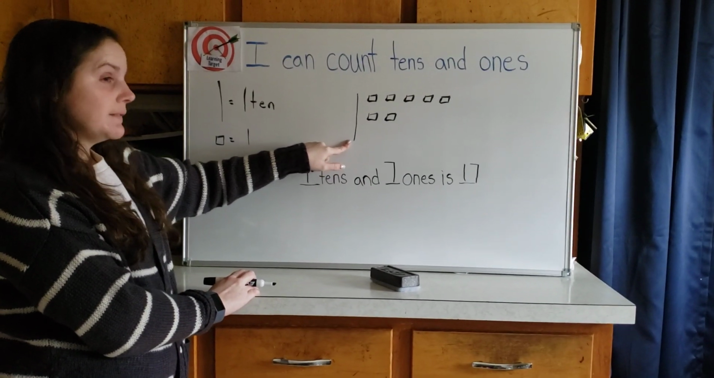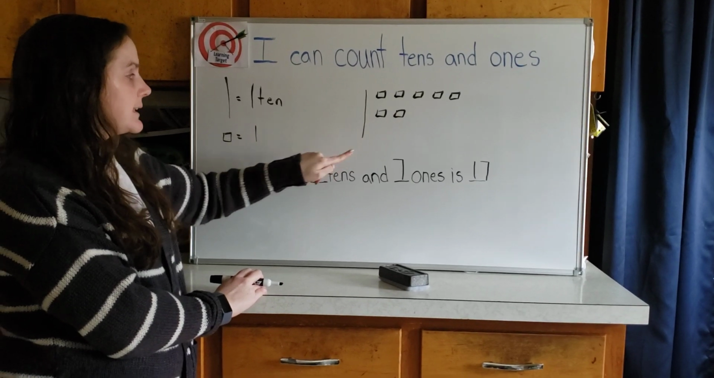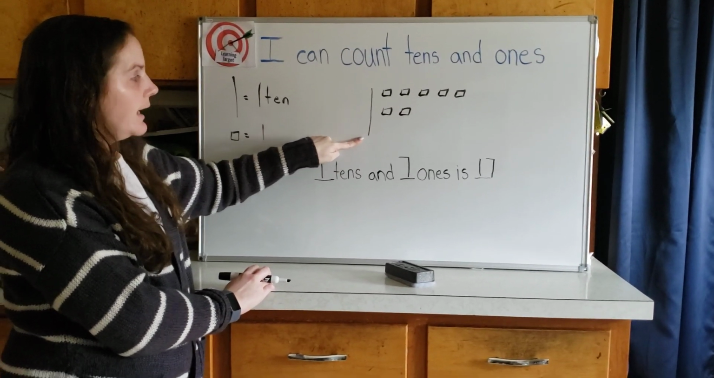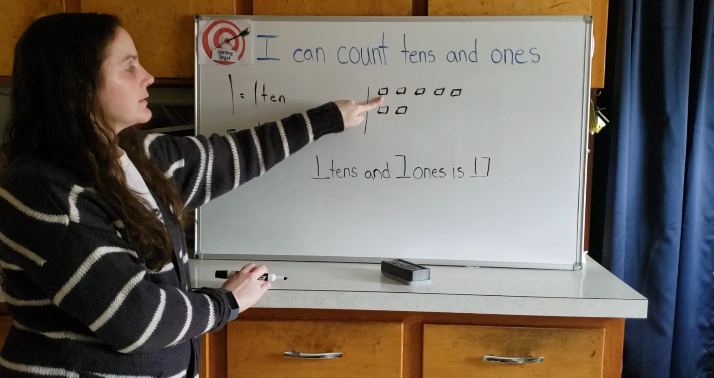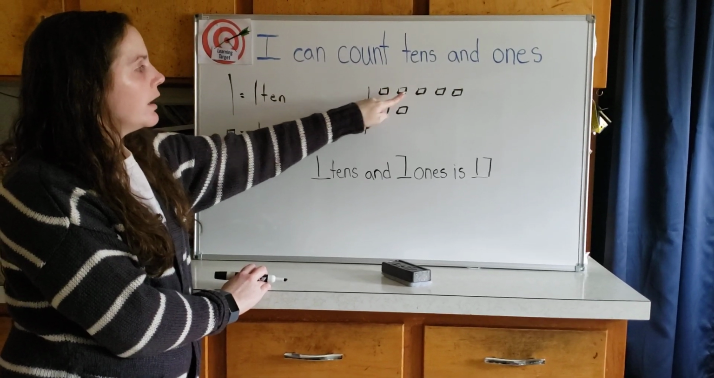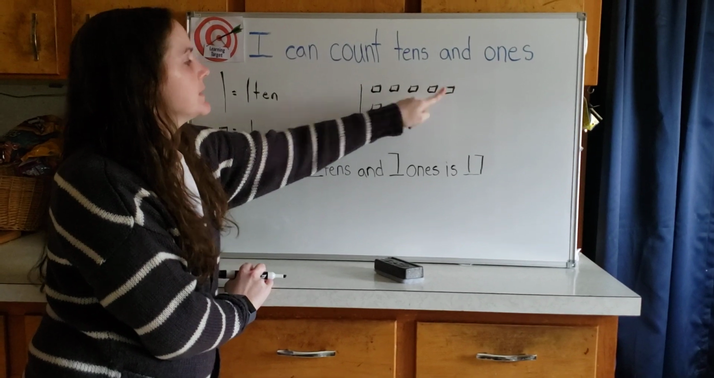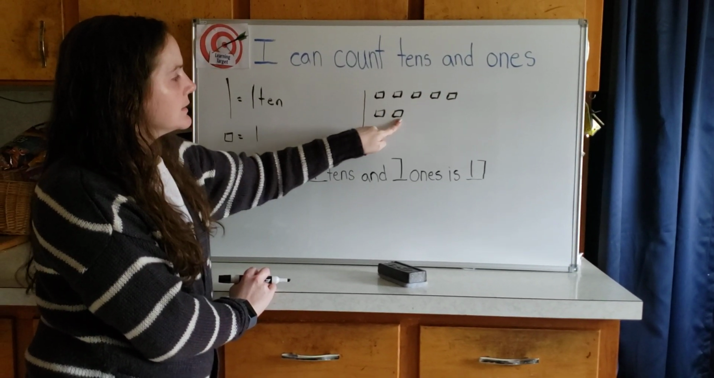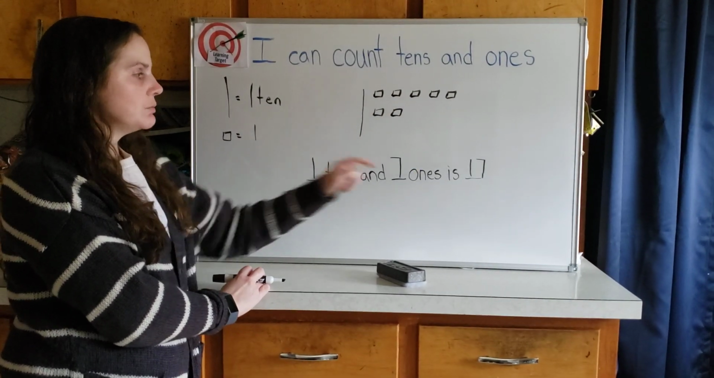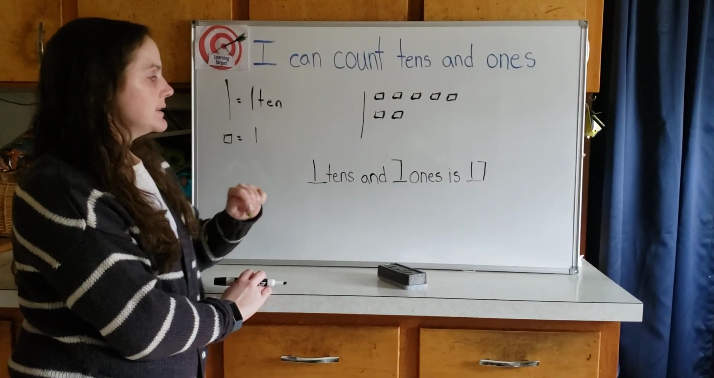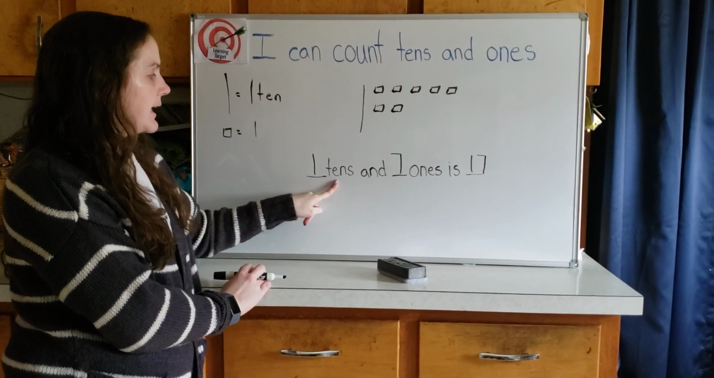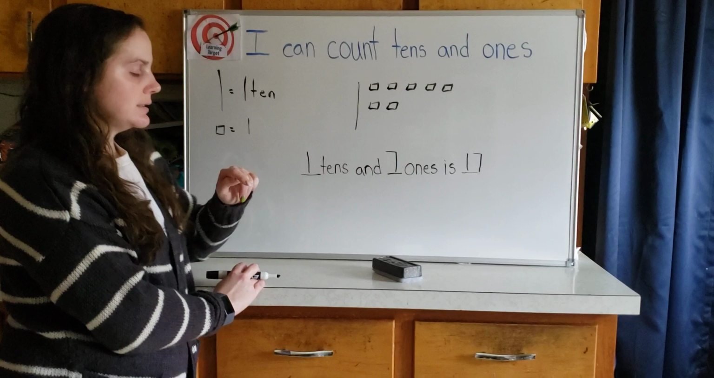Remember, this isn't a 1. This is a what? It's a 10. Ready? 10, 11, 12, 13, 14, 15, 16, 17. It matched. We were right. The answer is 17. It has 1 ten and 7 ones.